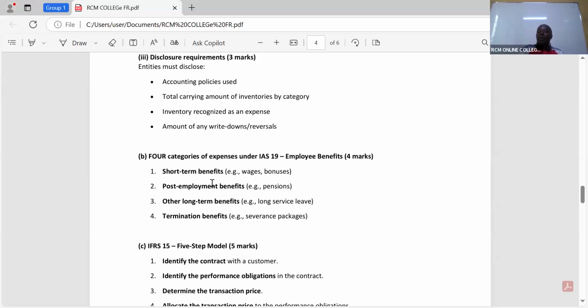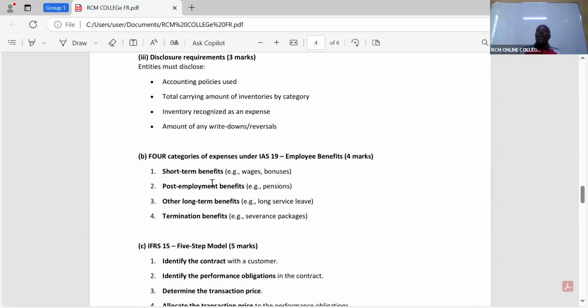Then we have post-employment benefits, ladies and gentlemen. Remember, as we retire, we expect to get pensions. So you as a company, you have to think about this post-employment through your actuary. You must do what we call actuarial valuations.